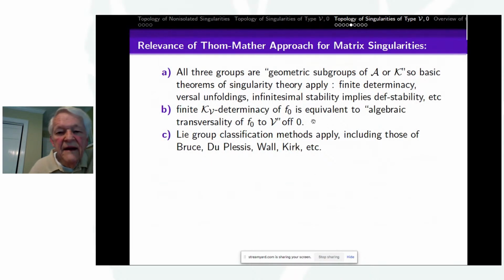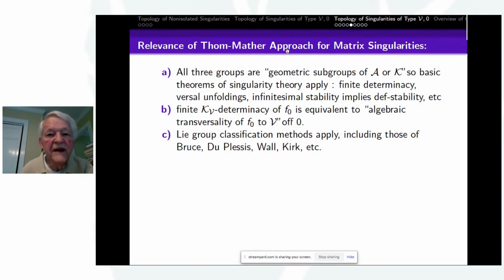So with that said, it turns out that just as for isolated hypersurface singularities or isolated complete intersections, you have basically the complete Thom-Mather approach for matrix singularities. For all three groups, the basic theorems of singularity theory hold true.